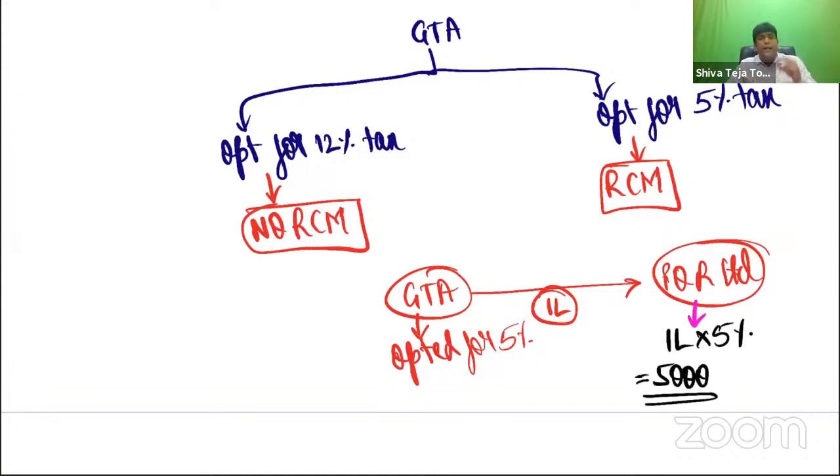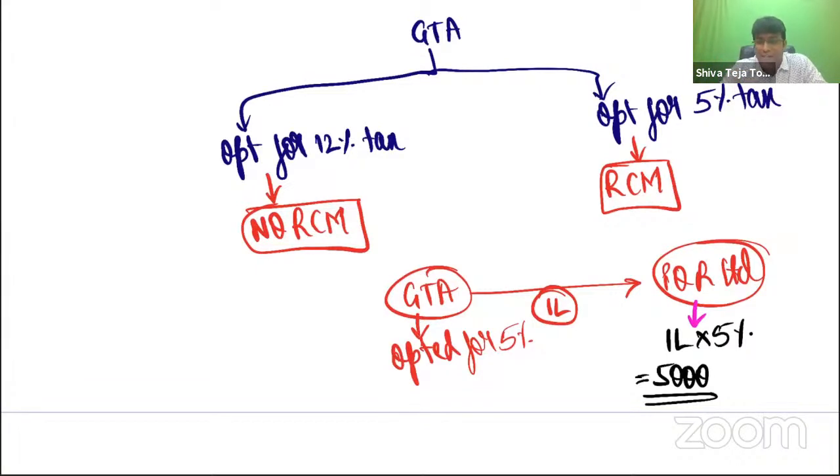This 5,000 they will directly pay to the government, and whatever they pay to the government, they'll also claim as input tax credit. Because the logic is simple: whatever tax is paid under RCM can also be claimed as input tax credit. Because as per Section 2(62), the input tax definition, input tax also covers any tax paid under RCM.